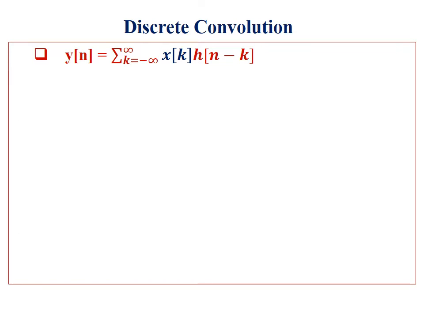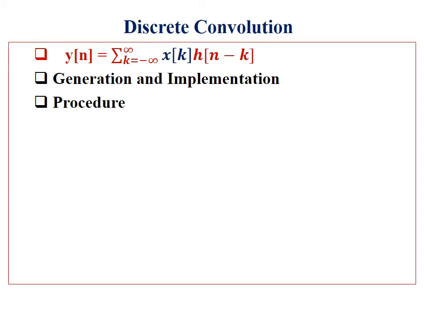This has also been considered with examples of how to obtain the discrete convolution. In this case, we are going to do a graphical implementation for the discrete convolution. What is required? We would generate and implement this particular expression. We would see the procedure for it, and let us go on with our first example given by u of n convolute u of n minus 3.